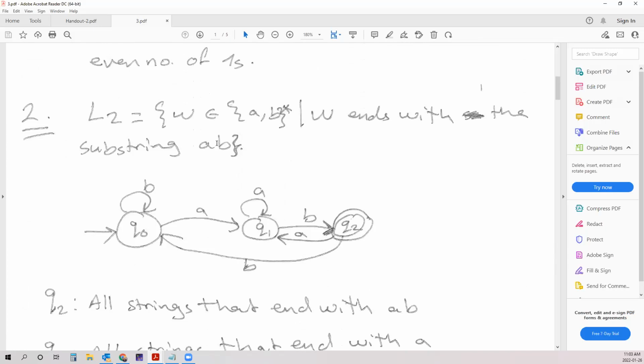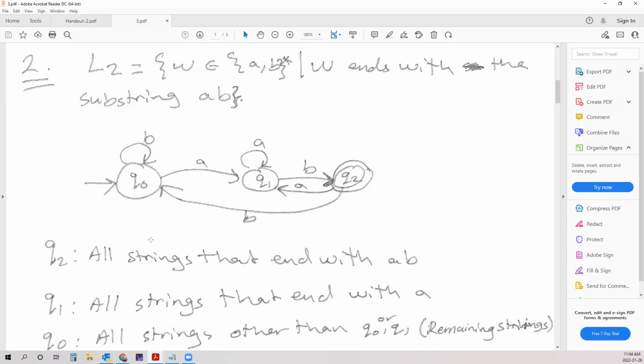Question 2: if I have L2, which consists of the letters A and B, and strings that end with the substring AB, then I'll start at the Q naught node. Whatever, if I receive B's at the beginning, I will stay at Q naught. Once I receive an A, I'll move to Q1. Then whatever A's I receive, once I receive B, I'll end at the final state because at that time it ends with AB. If I receive an A again, then I will keep going till I receive B. And if I receive A, B, B, for example, I'll go back to Q naught.